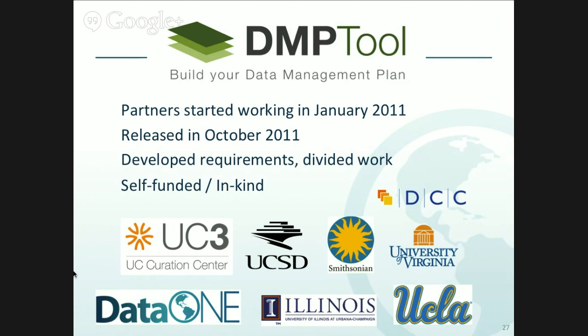And so the UC3 Curation Center at the California Digital Library, UC San Diego Library, DCC, which Andrew mentioned, University of Virginia Library, UIUC, DataONE, and UCLA, we all came together and came up with the requirements and what the tool would look like, and divided up the work. And it was really, hey, I have a barn, I have a computer we can use, kind of effort. And it was really quite successful.